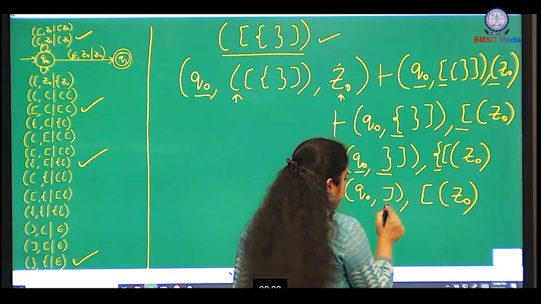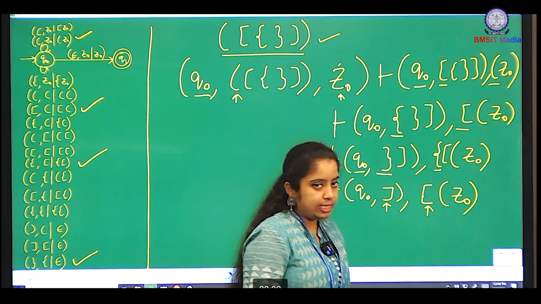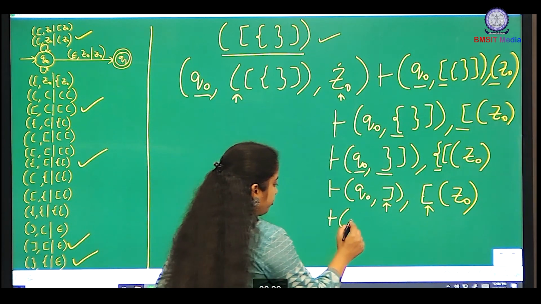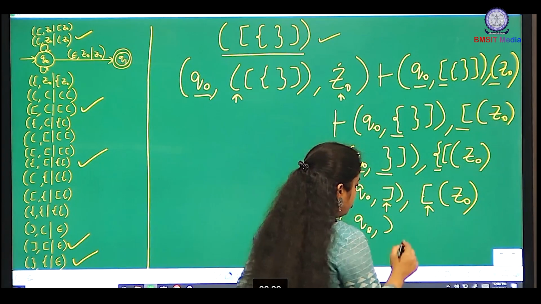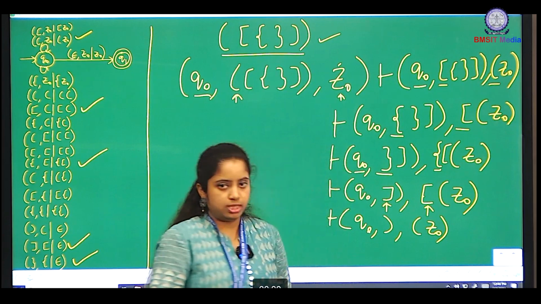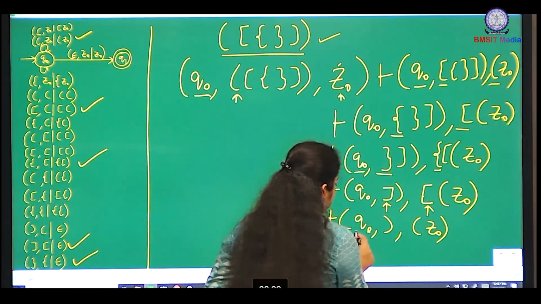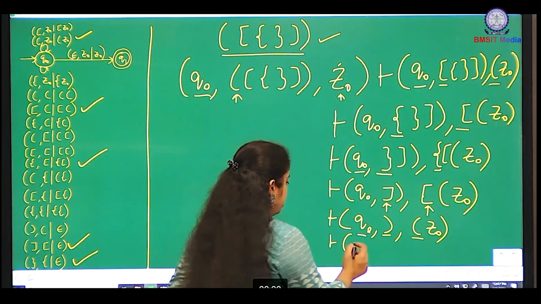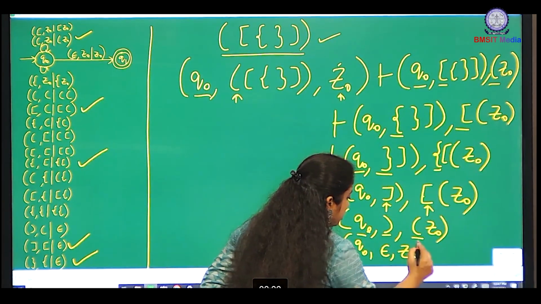Next, you are reading a closed square parenthesis. Open square should be in the stack, yes. So, we do have it. Based on this transition, Q naught will be staying in the same state Q naught, closed, this will be popped out and the remaining will be this in the stack. Next, again Q naught is reading closed, open should be in the stack. So, Q naught epsilon, this will be popped out, remaining will be Z naught.